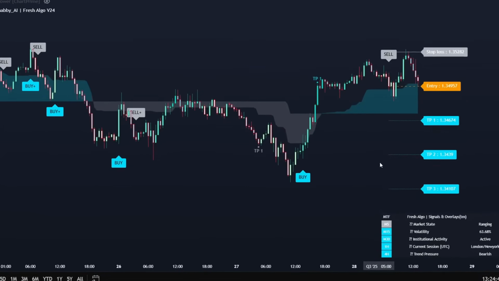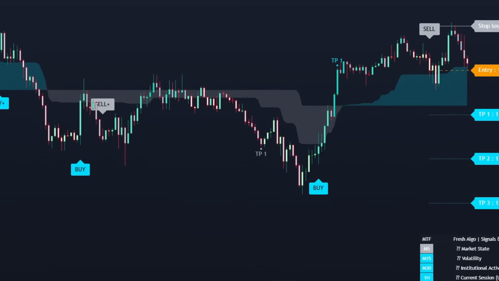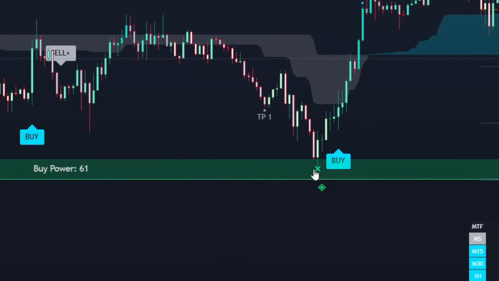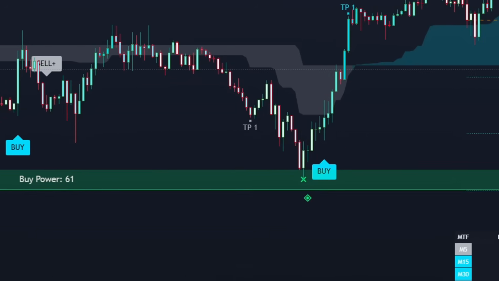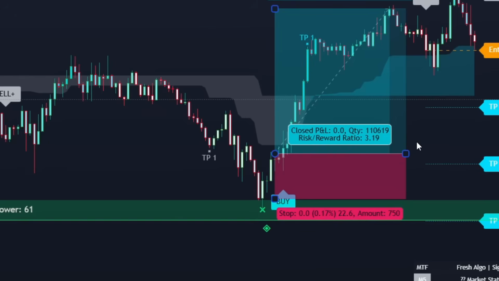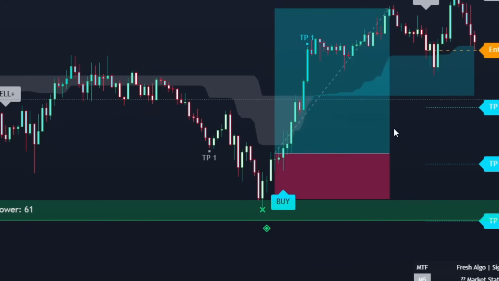Here's how you'd use it with the power channel. Let's say price drops into a strong buy power zone scored above 60. On our support and resistance channel indicator, you don't buy right away, you wait. A few candles later, Fresh Algo flashes a buy plus signal inside that same zone. Now you've got confluence. You've got the location from the power channel and the execution from Fresh Algo. Enter at the signal, put your stop where it's marked, and manage with the TP levels on screen.